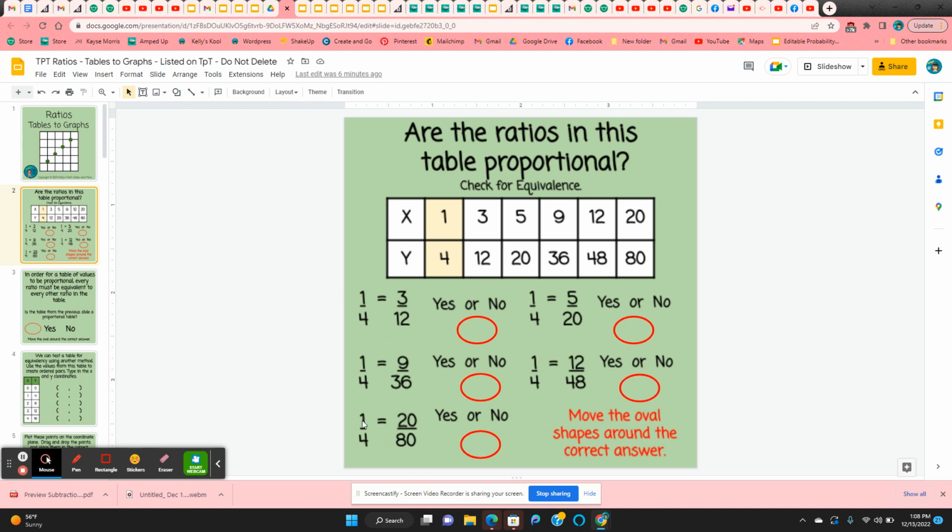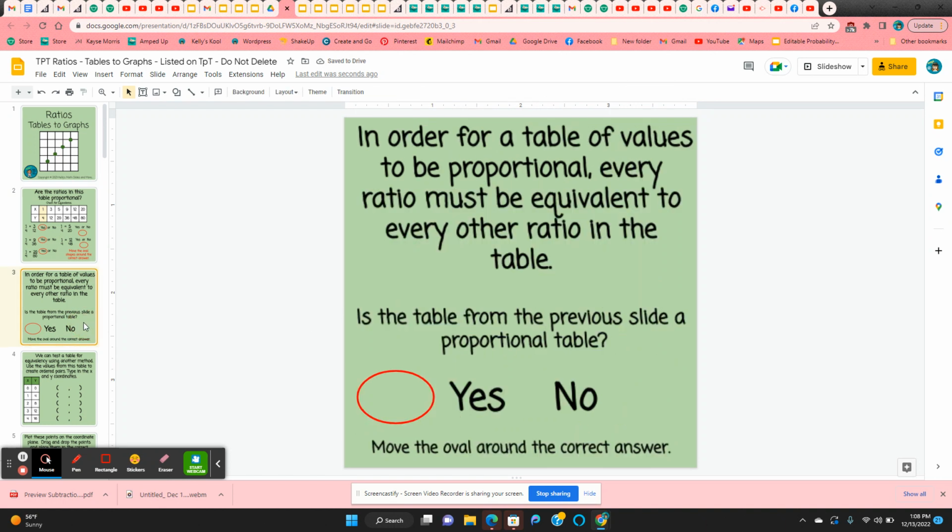So we're going to look at each comparison, and the students are going to click and hold on this red oval and cover the answer, whether it's proportional or not. And they're going to find out that they're all proportional. The next slide says in order for the table to be proportional, every ratio must be equivalent to every other ratio. So on the previous slide, is it a proportional table? And they move the oval, surround yes.